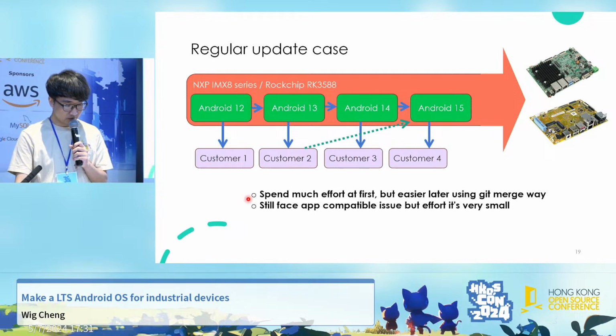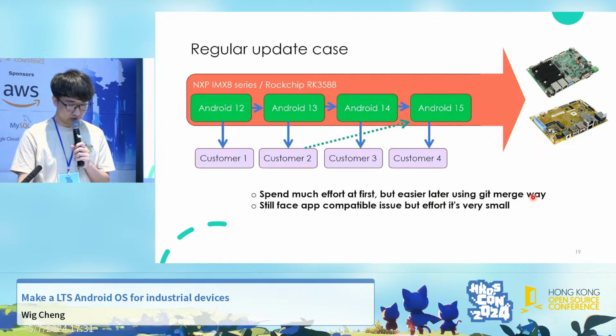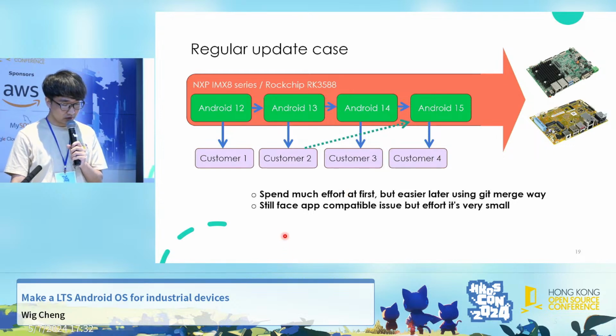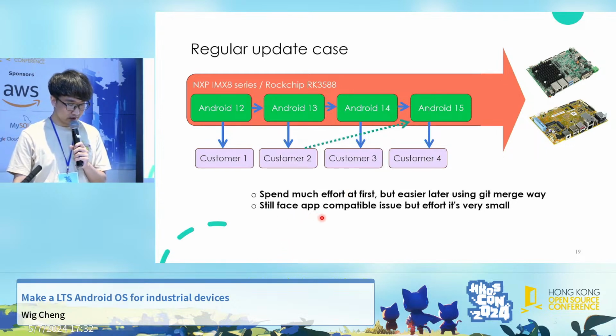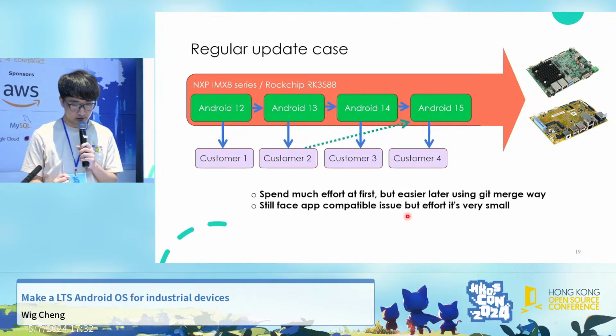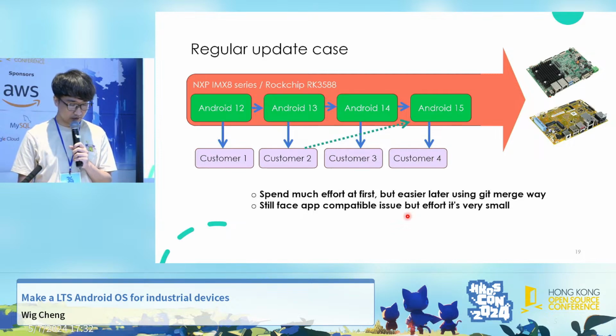And as I said before, it takes much effort at first, but it's easier later using the git merge way. In this case, Android 12 is the first time porting, so all functions need to be developed, so it takes more time. But after Android 12, we just use the git merge way to speed up the release time. Note that we still need to face compatibility issues, but the effort is very small because the Android SDK version is not a big jump.